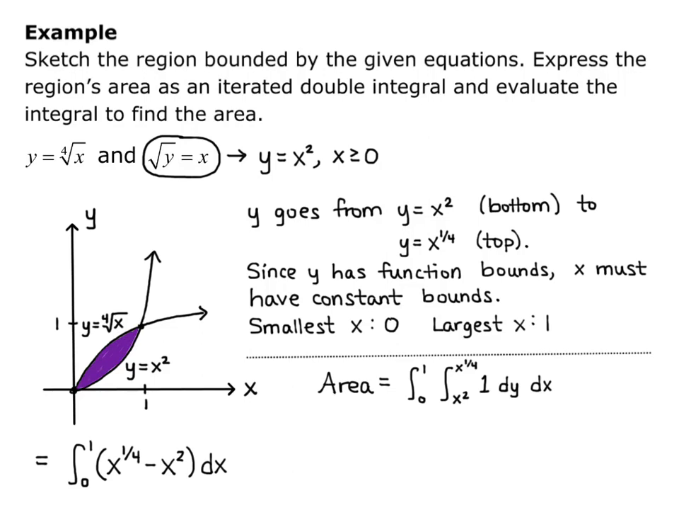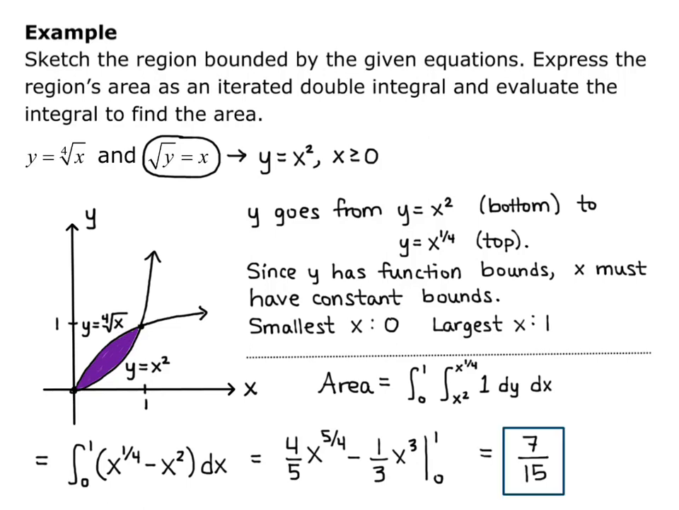So now I do the outer integral from 0 to 1. I have 4/5 x to the 5/4 minus 1/3 x cubed evaluated from 0 to 1. If I plug in my upper bound and then plug in my lower bound and subtract, I would get 7/15. And so we found that the area of the region between those two curves is 7/15.